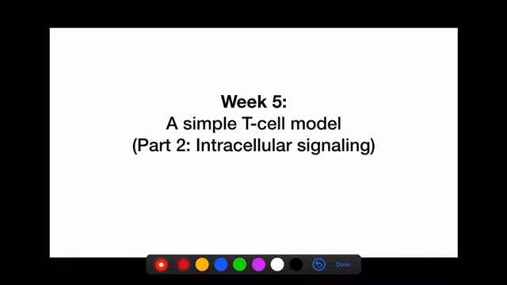So we are moving on to week 5. We have already spent so much time. I'll make it as brief as possible.